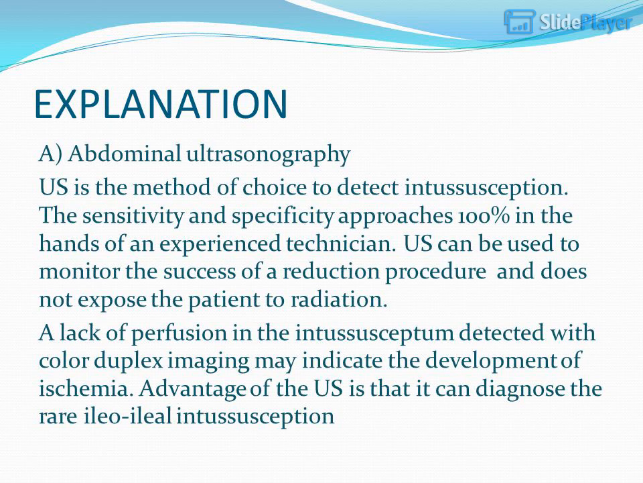Explanation. A. Abdominal ultrasonography. US is the method of choice to detect intussusception. The sensitivity and specificity approach 100% in the hands of an experienced technician. US can be used to monitor the success of the reduction procedure, and does not expose the patient to radiation. A lack of perfusion in the intussusceptum detected with color duplex imaging may indicate the development of ischemia. An advantage of the US is that it can diagnose the rare ileoileal intussusception. Bullseye.